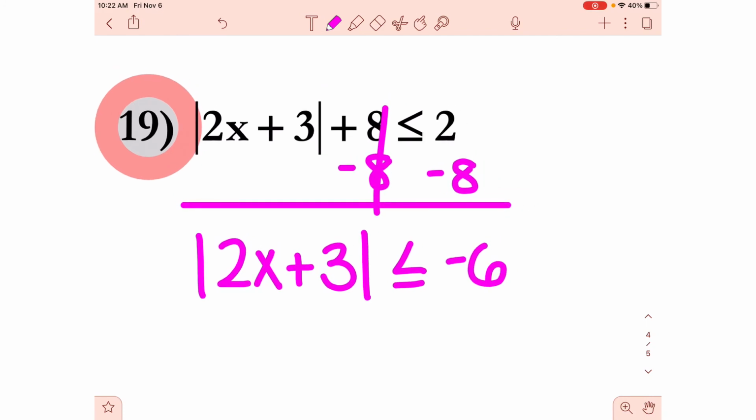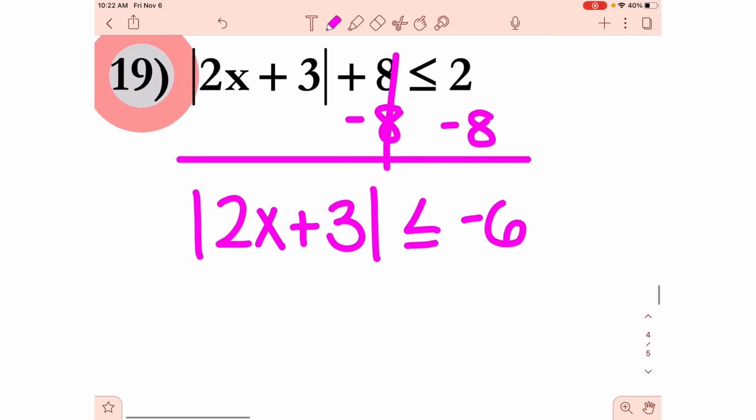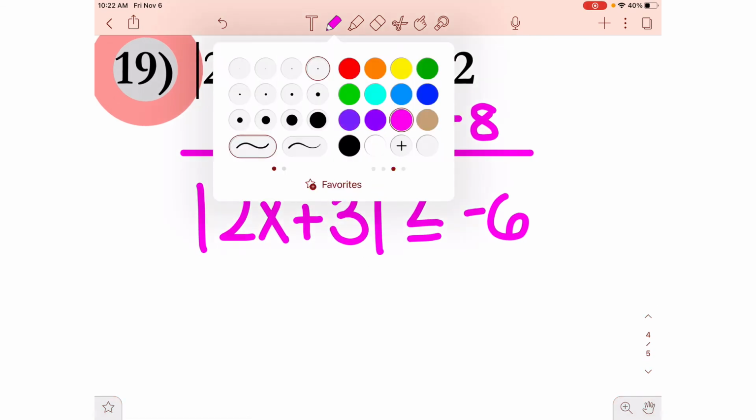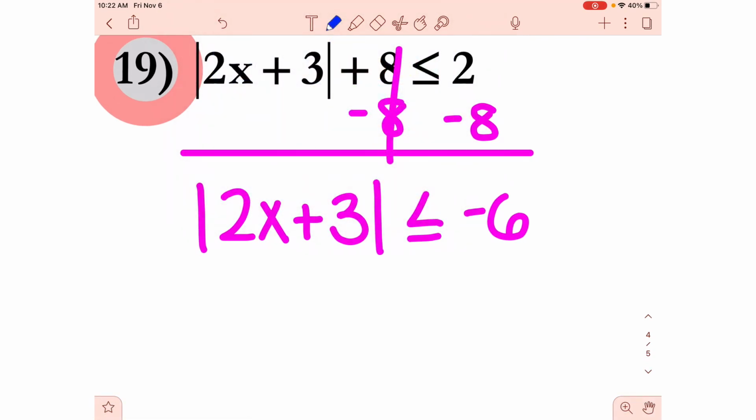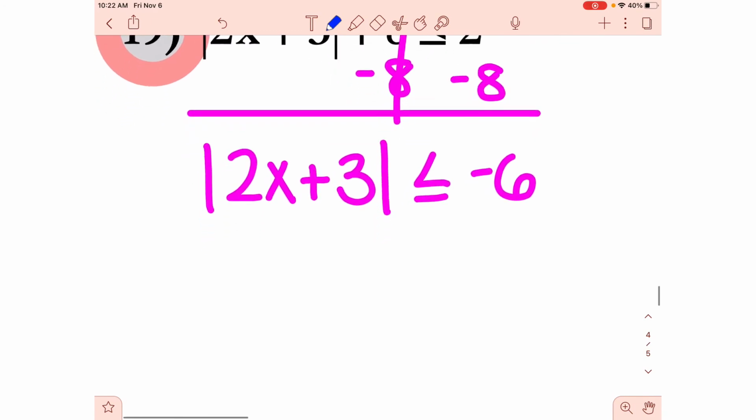If it was an equal sign, it would be no solution. But it's not an equal sign, it's a less than sign. So we really have to think about that. Either my answer is going to be no solution, or it's going to be all real numbers, or infinitely many solutions. So let's think about this.